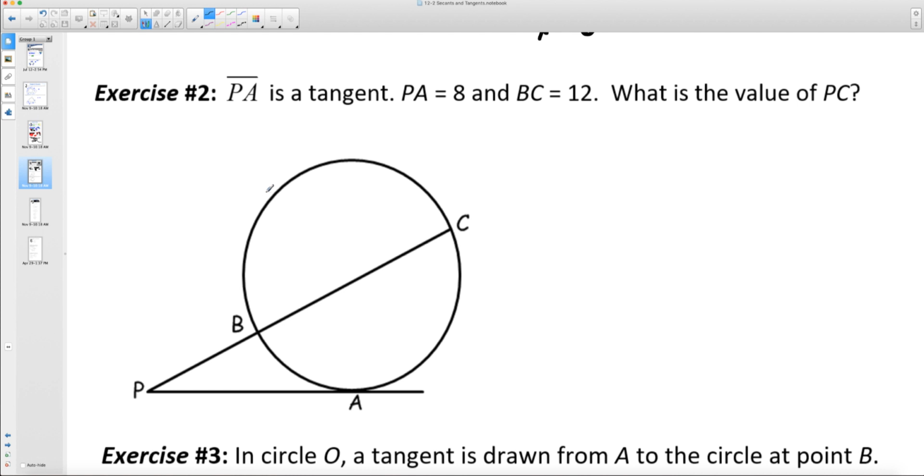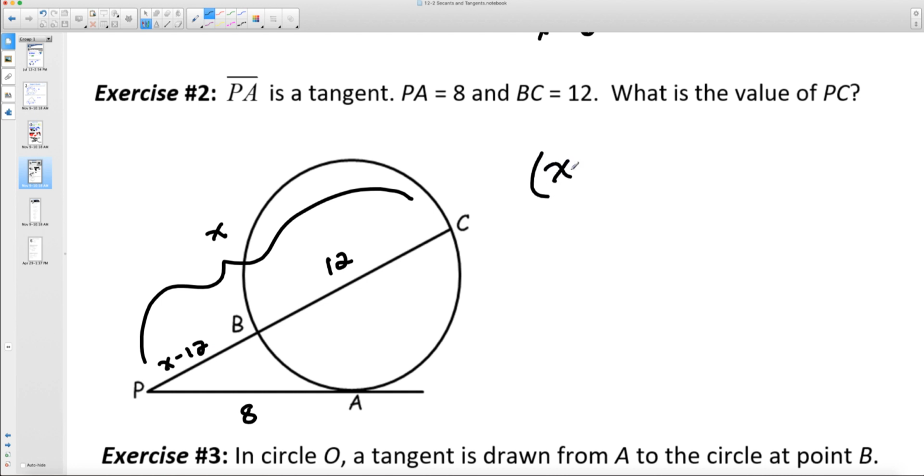Okay, this time we have the tangent. The tangent is 8. BC is 12. What is the value of PC? I'm going to call that x. Okay, so let's get that external portion. If the whole thing is x and BC is 12, we're going to call this x minus 12. So the whole secant is x. The external portion is x minus 12. And that's going to equal the tangent squared.